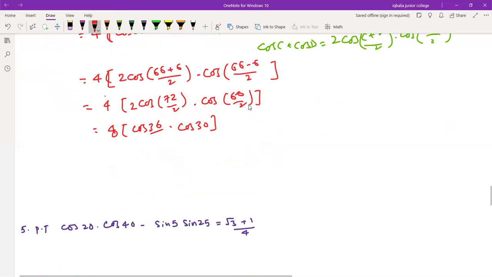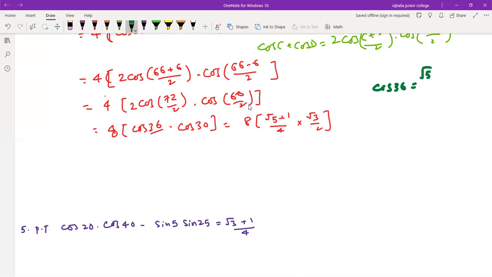Now I know the values of cos 36 and cos 30. Cos 36 value is nothing but root 5 plus 1 by 4, into cos 30. Cos 30 is nothing but root 3 by 2. Okay.